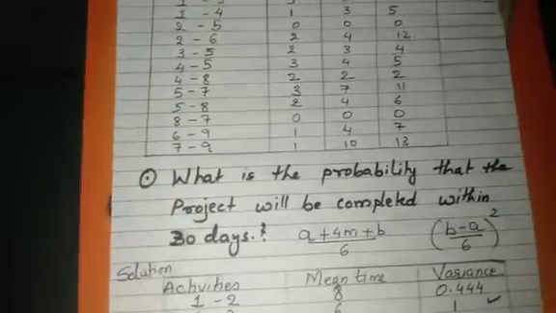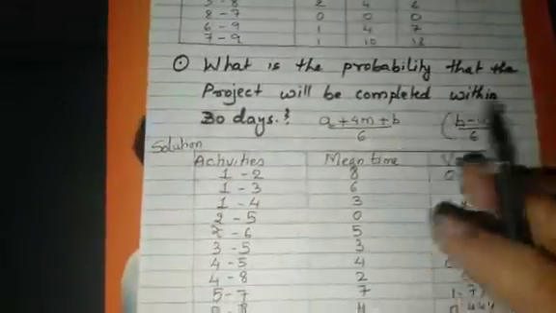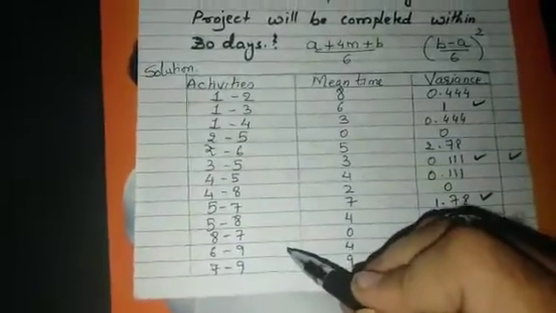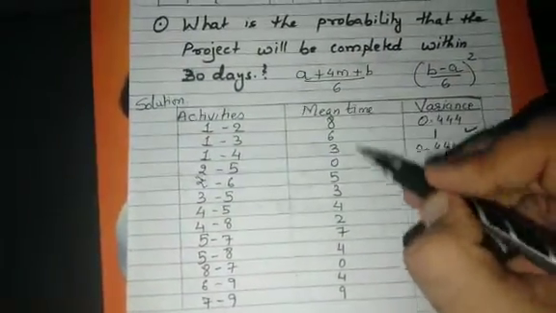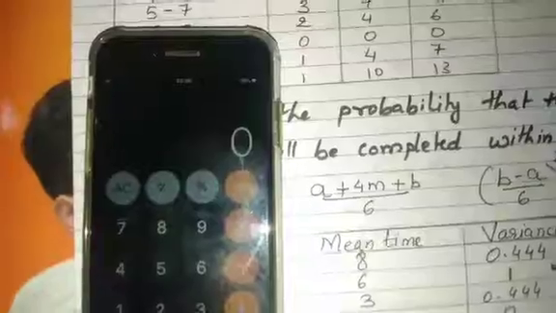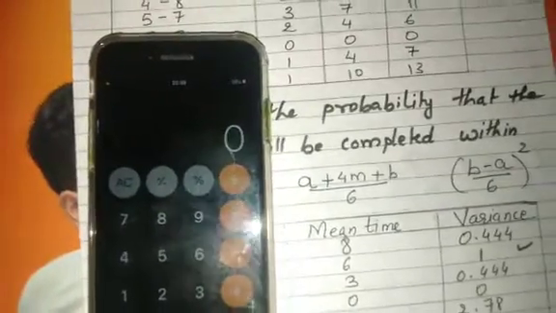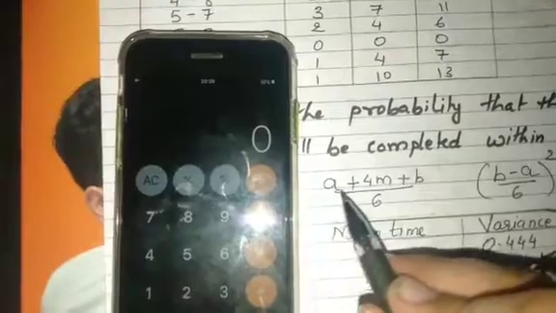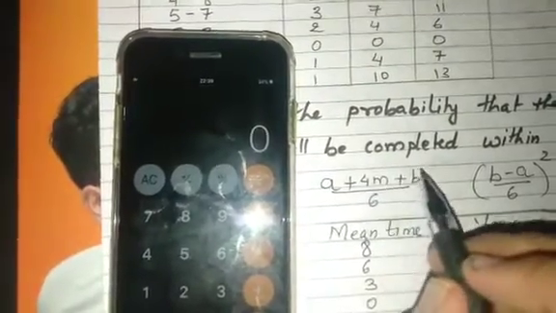So again we would be starting our solution. Same way we would be writing all the activities. We would be finding the mean time. So we would be finding the mean time for first activity by using this formula, that is a plus 4m plus b divided by 6.